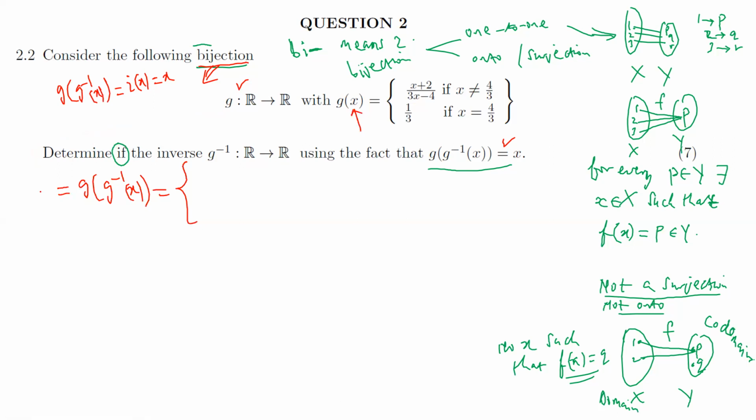So this is X. Which means now the X is going to become G inverse of X plus 2 divided by 3 into G inverse of X minus 4. If G inverse of X is not 4/3, and then here you have 1/3.